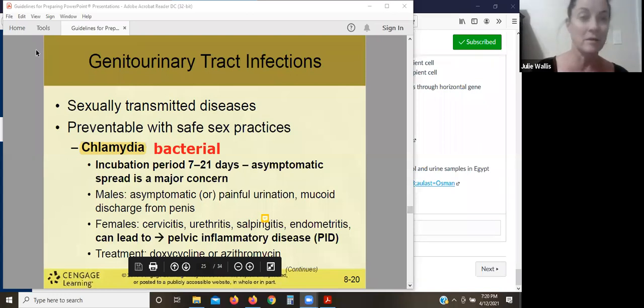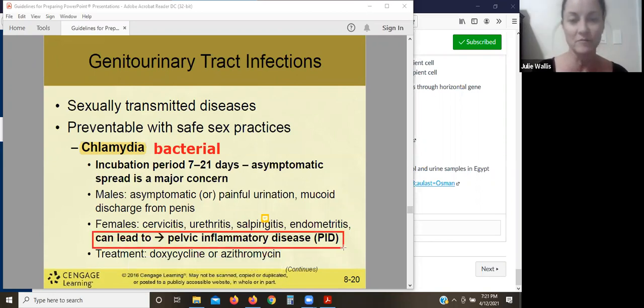Oh, big thing about chlamydia. Again, pay attention to what I have highlighted and bolded. Chlamydia can lead to pelvic inflammatory disease, which can also cause infertility. So that's also a concern with chlamydia if untreated.